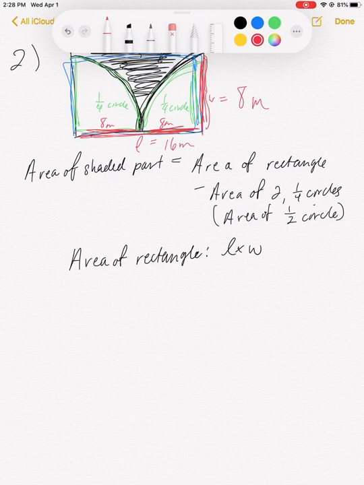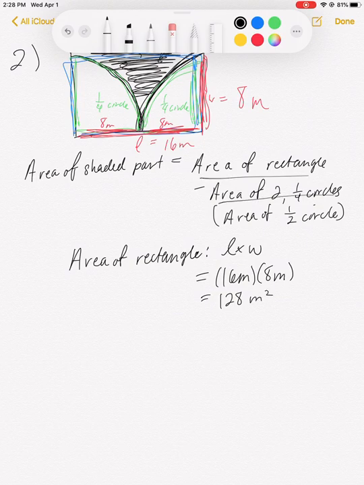So the area of our rectangle is length times width, which is equal to 16 meters times 8 meters, and that's going to equal 128 meters squared. Now we have that one taken care of. We need to find the area of 2 quarter circles, or a half circle. So I'm going to label this section as area of half circle. The area of a half circle is equal to half of the area of the circle, pi r squared, half of pi r squared.